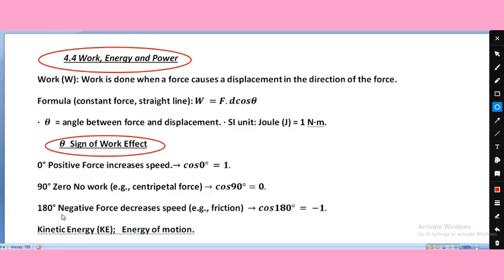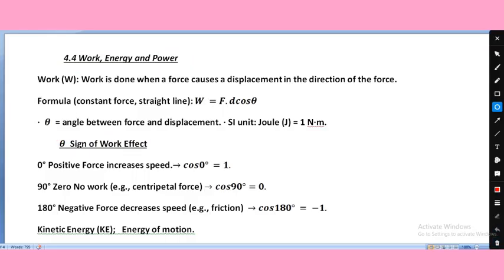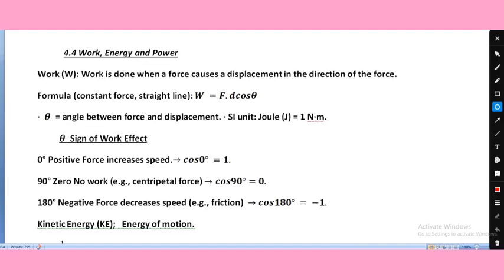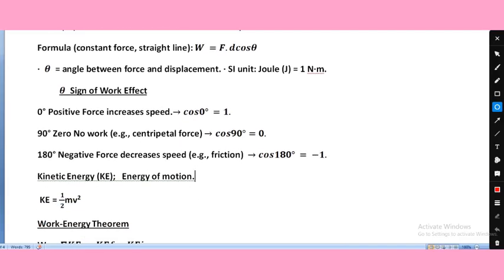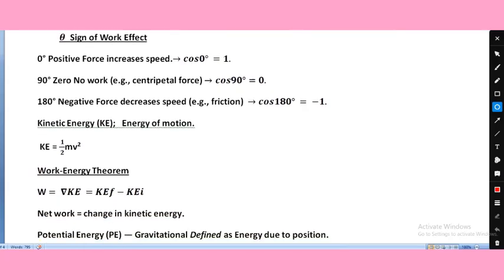The third possibility: when the angle between the direction of the applied force and displacement is equal to 180 degrees, there is a negative force decreasing speed, meaning cos of 180 is equal to negative 1. Inserting into the equation, W equals F times displacement times negative 1, which is negative work, meaning speed decreases by the given value.